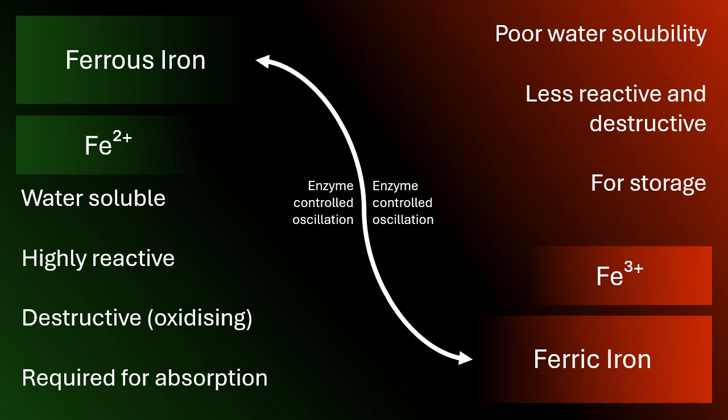The reason why Fe2+ can be so damaging to tissues in the body is because it can react with hydrogen peroxide, which is a waste product from cells, to form hydroxyl radicals, and these are heavily oxidizing and they can cause quite a lot of oxidative stress to tissues and cells.